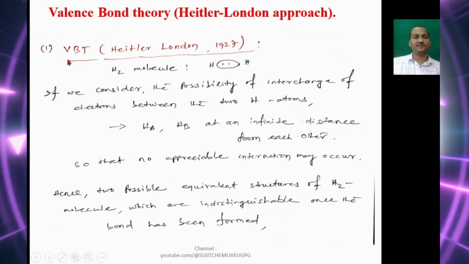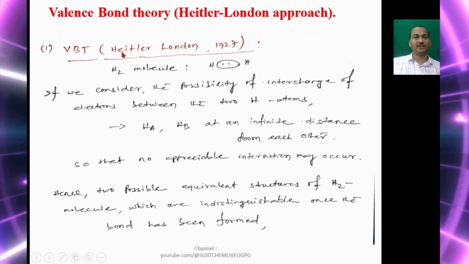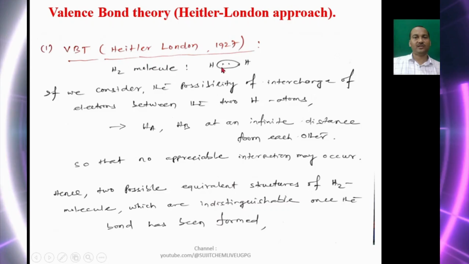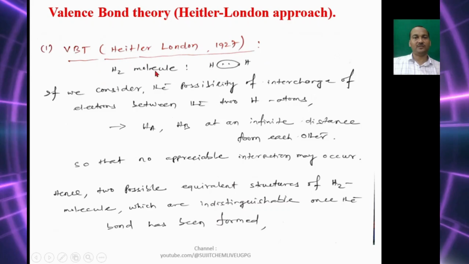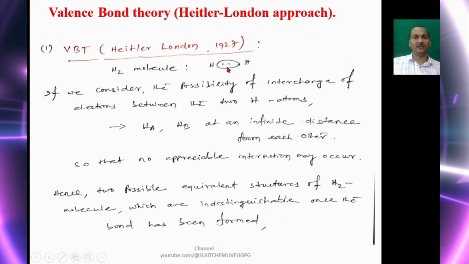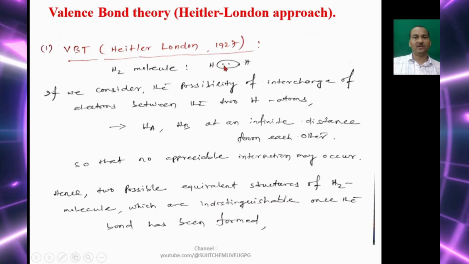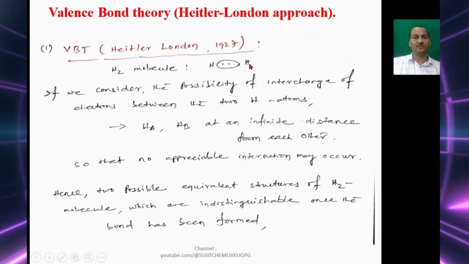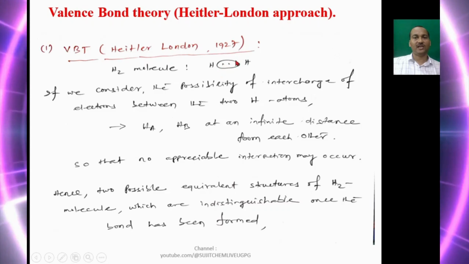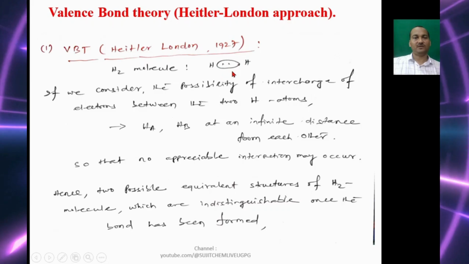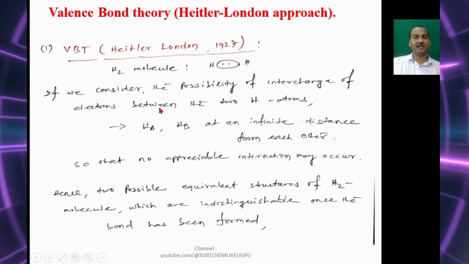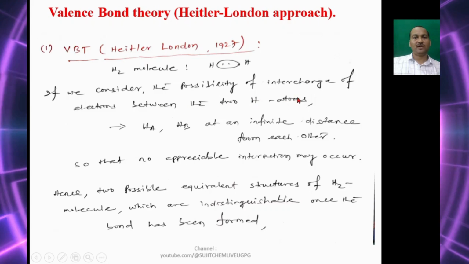Let's discuss valence bond theory. This theory was given by Heitler and London in 1927. This is the representation of a hydrogen molecule covalent bond, where the hydrogen molecule has two electrons in that bond, one electron from each atom, shared equally by both atoms. So consider the possibility of interchange of electrons between the two hydrogen atoms.